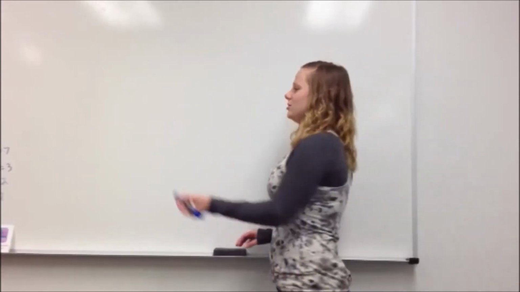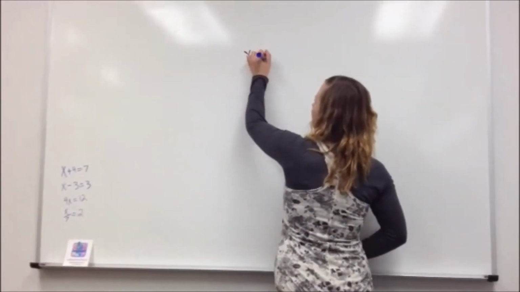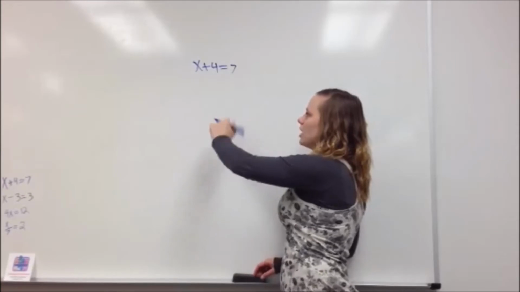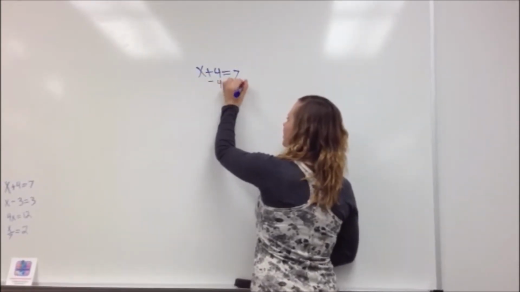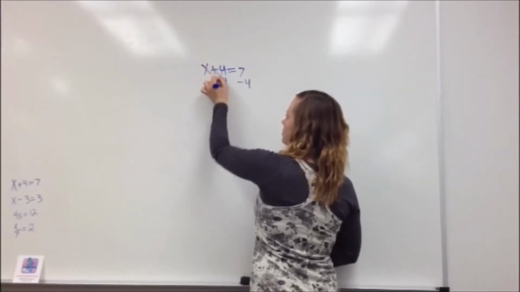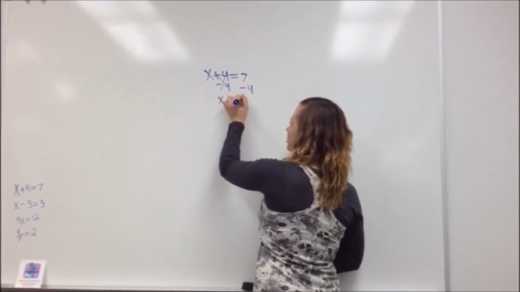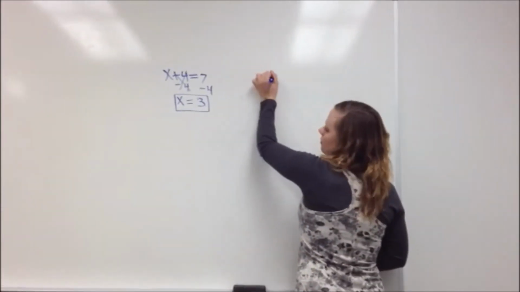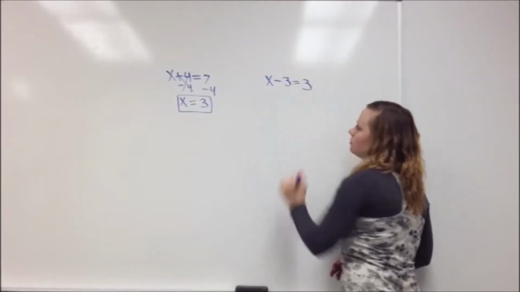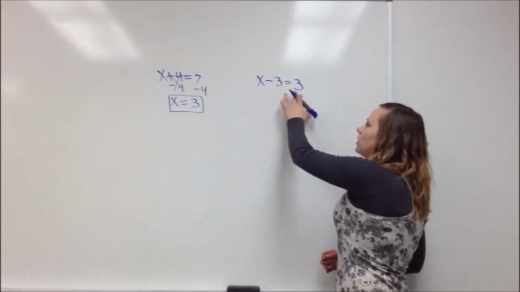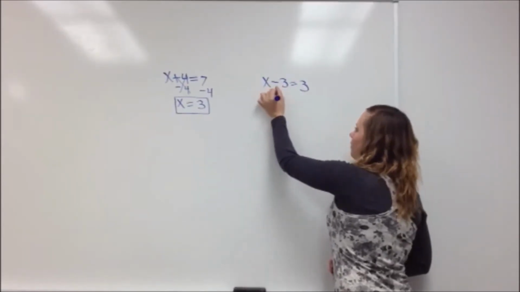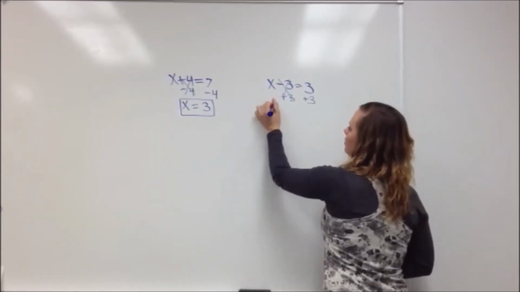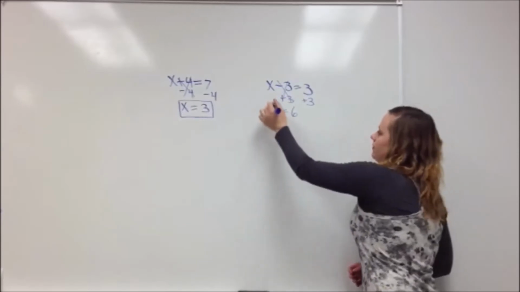For example, first, we will solve x plus 4 equals 7 for x. First, we must subtract 4 from each side. When we do that, our 4's will cancel right here, and we are left with x equals 3. Second, let's solve x minus 3 equals 3 for x. We need to add 3 to both sides, so this 3 will go away. So then these 3's will cancel, and we are left with x equals 6.